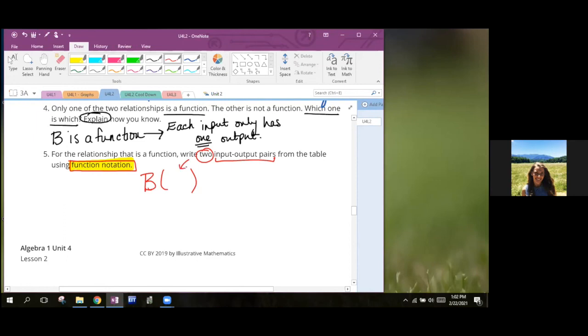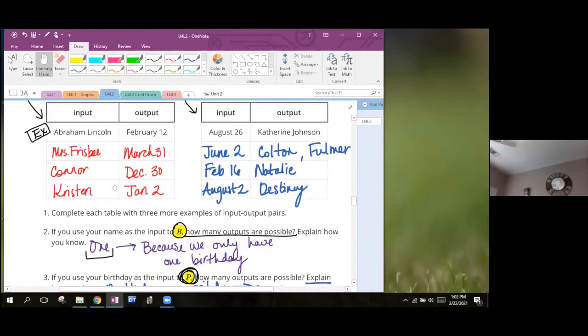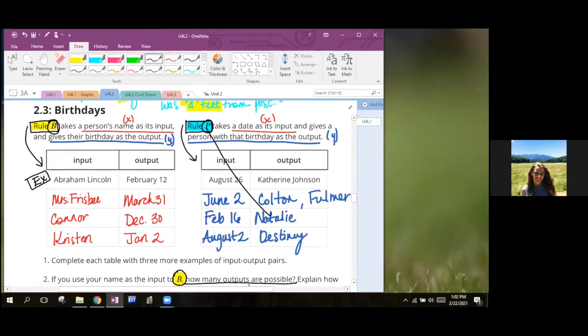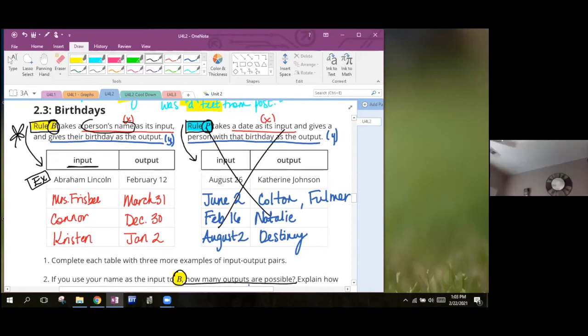What do we know goes inside the parentheses? Input. The input. Okay, so when we are looking at our function, because we're not using this one anymore, because it's not a function, we're looking at this one. What are our inputs talking about? Dates, person's name. Person's name. These are all of our inputs.